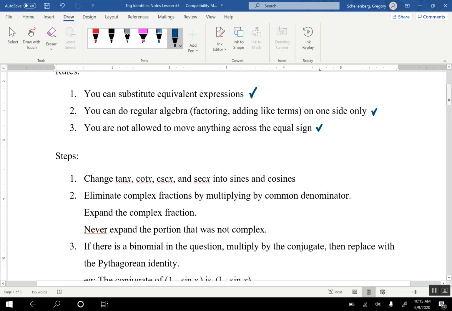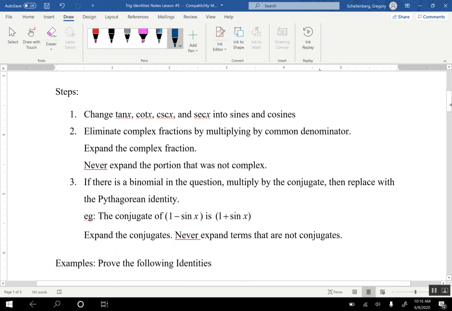Okay, some guidelines here, steps, or I'll put in quotation marks, guidelines. And we've talked about some of these things, and we've practiced some of these things. But it's a good idea to start by changing everything into sines and cosines. So tan x, cotan x, cosecant x, secant x, they can all be rewritten in terms of sine and cosine. Okay, eliminate complex fractions as we see them by multiplying by a common denominator. Okay, expand the complex fraction, never expand the portion that was not complex.